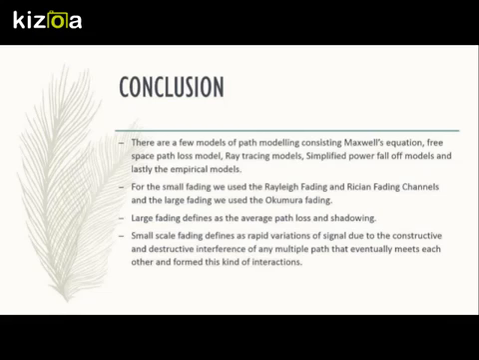And lastly, small scale fading is defined as rapid variation of signal due to the constructive and destructive interference of any multipath signals that eventually meet each other and form this kind of interaction.